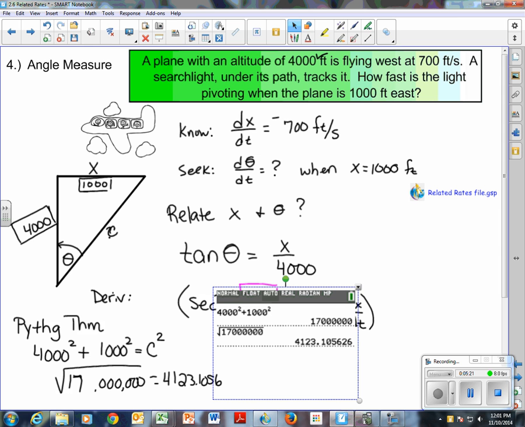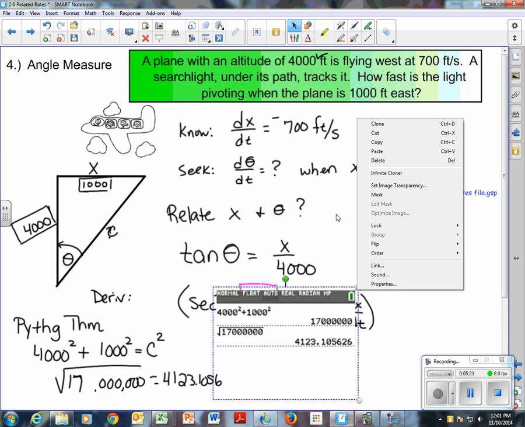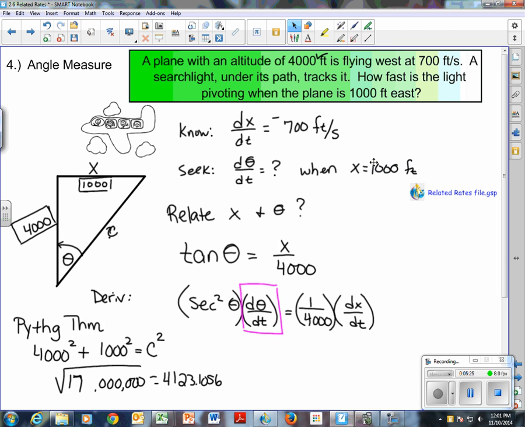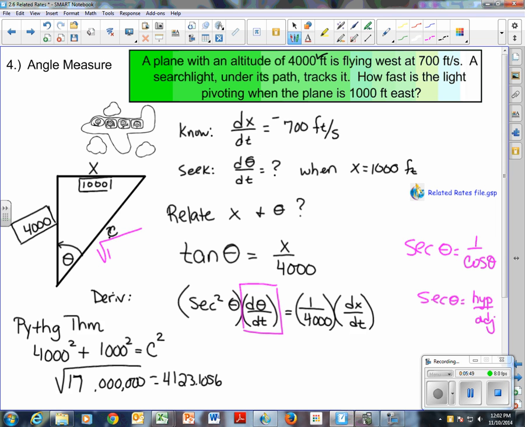Now, what do we do with that? Well, secant is defined as, secant is 1 over, okay, what is secant? Secant is 1 over cosine theta. And that means then that secant theta is equivalent to hypotenuse divided by adjacent. Hypotenuse divided by adjacent. Well, my hypotenuse was the square root of 17 million.